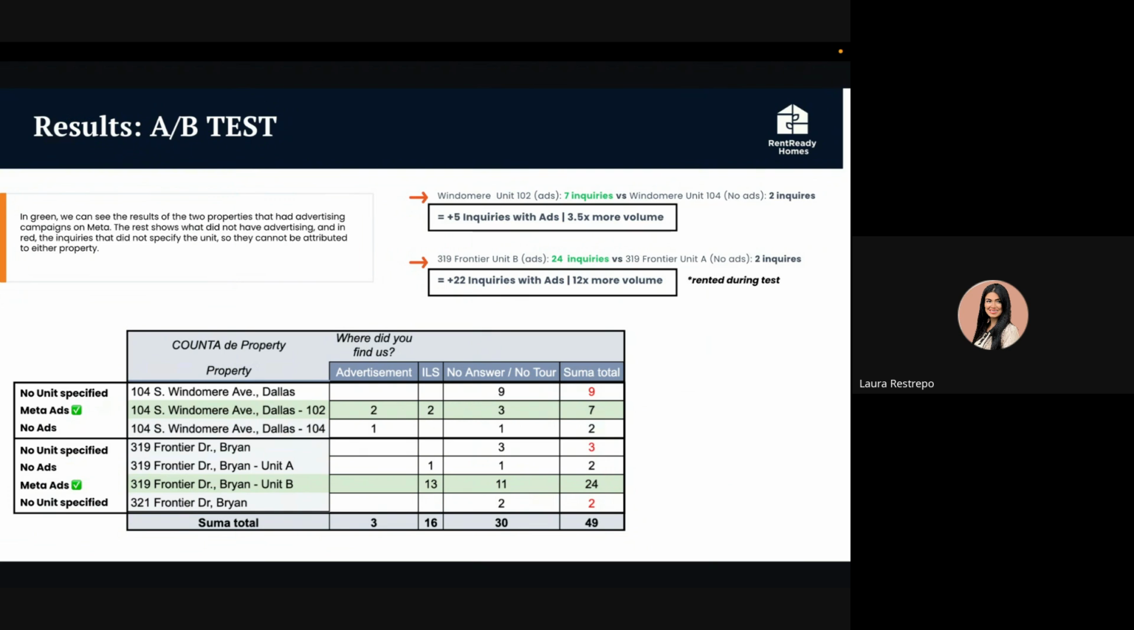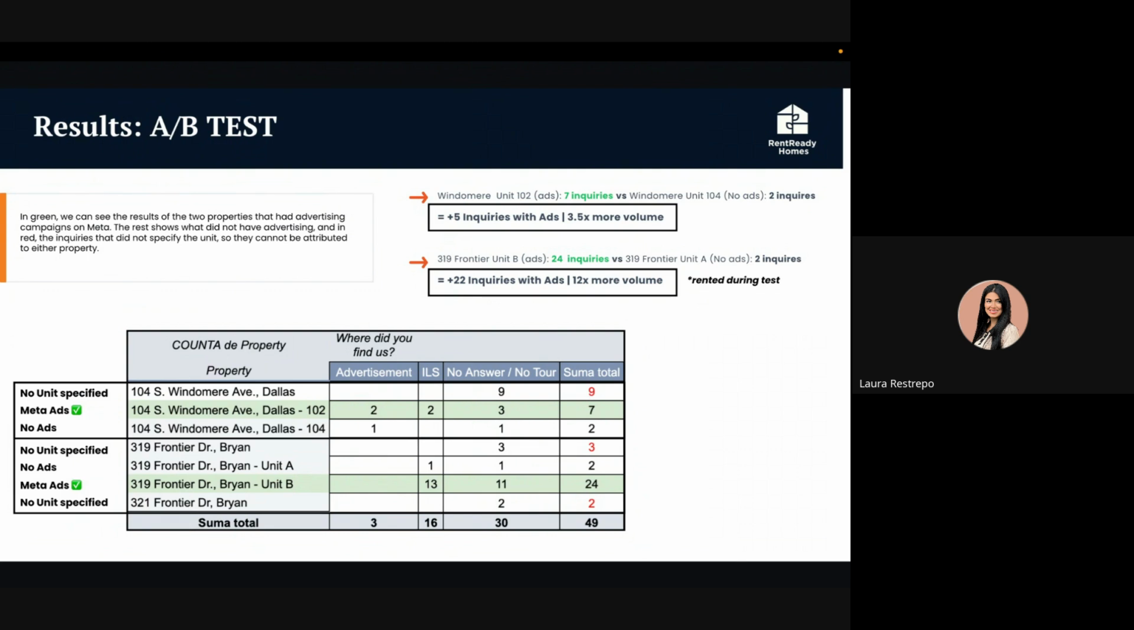So we can see here the analysis between Windomer unit 102, which has 7 inquiries, compared to the second that didn't have advertising. So it's 7 inquiries compared to 2 inquiries, right? The goal with this test is to show you the traction from marketing and all of the traffic that we are sending to the properties.